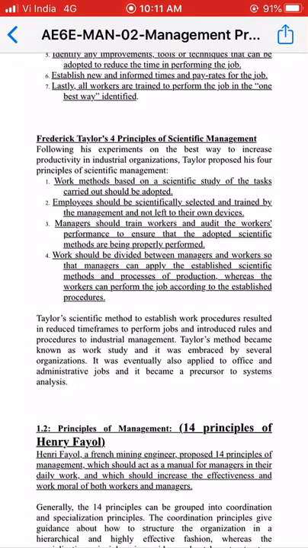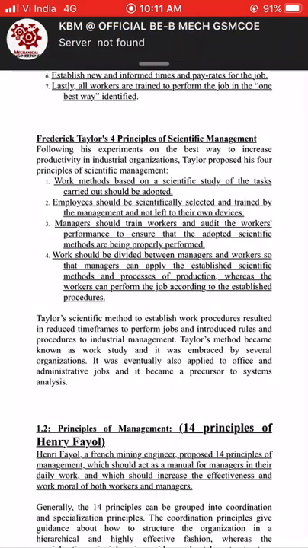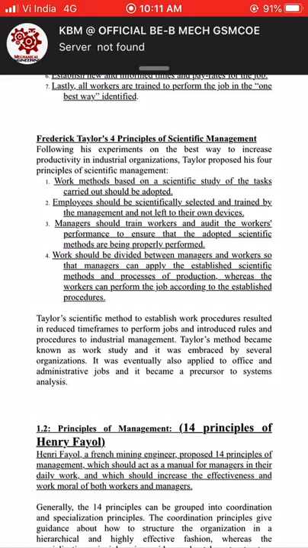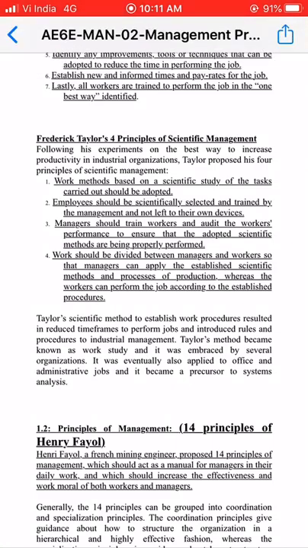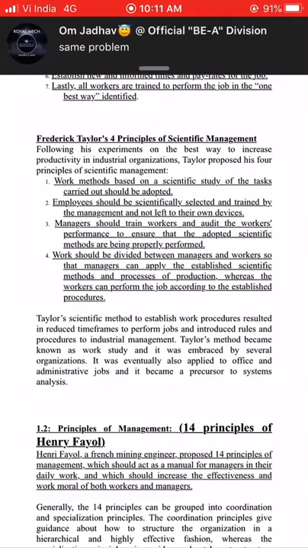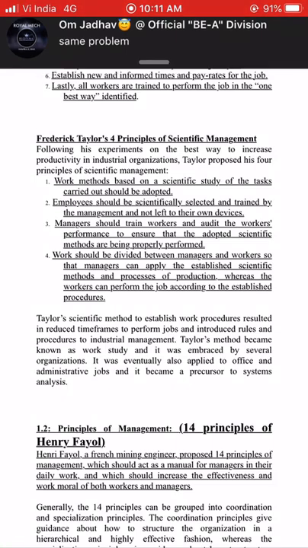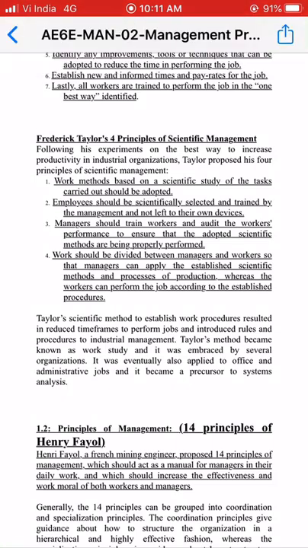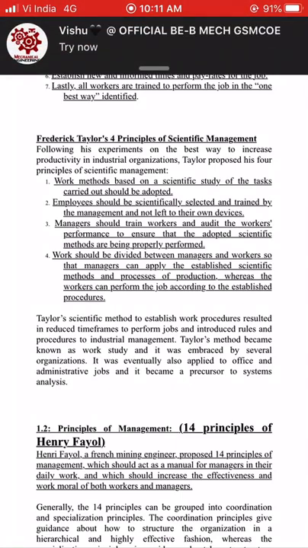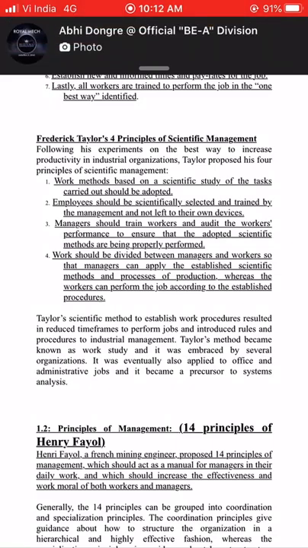In the previous lecture we covered F.W. Taylor's principles of scientific management, which he gave to increase productivity. Now I will summarize them. F.W. Taylor is called the father of scientific management, and he gave four principles. So the first one is what?